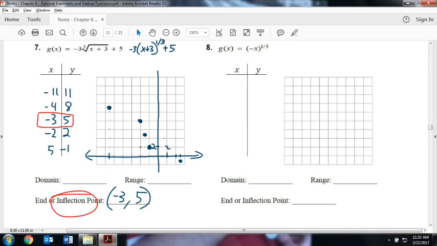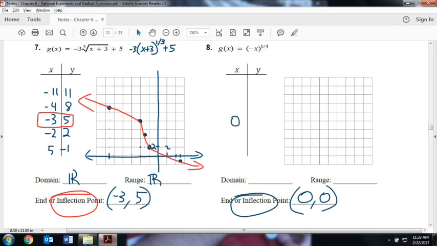And so this graph comes in at a much slower angle and goes like that. Okay? And it's an odd root, so again, this is all real numbers and all real numbers. Okay? Last but not least, this one has an inflection point because it is an odd numbered root. And it's at 0, 0 as well because there's nothing added or subtracted on the inside.